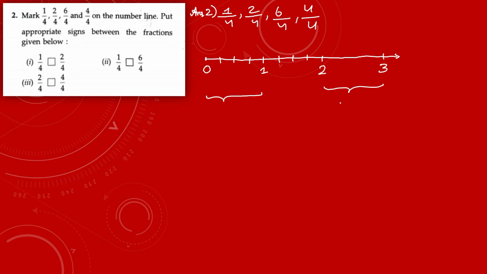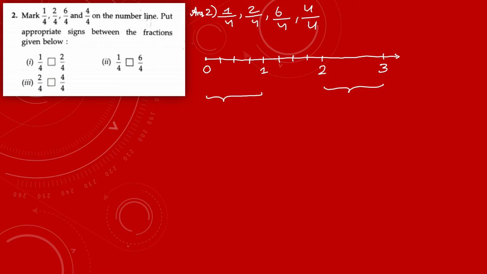We are going to use a ruler, but in this case I am going to draw freehand. So we have 1, we have 2, we have 3 here. As we have to mark 1/4, 2/4, 6/4 and 4/4, we are going to divide the distance between any two consecutive numbers into 4 equal parts. First we are going to divide the distance between 0 and 1 into 4 equal parts, and then we are going to divide 1 and 2 into 4 equal parts. For 2 and 3, we are not going to do this because the fractions are smaller than 2 only. That's why. Okay, my friends.